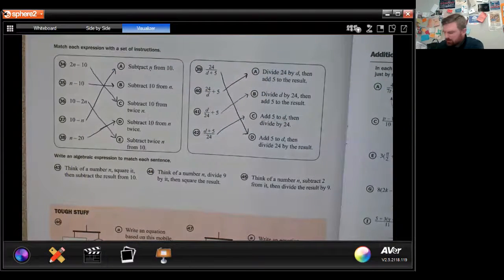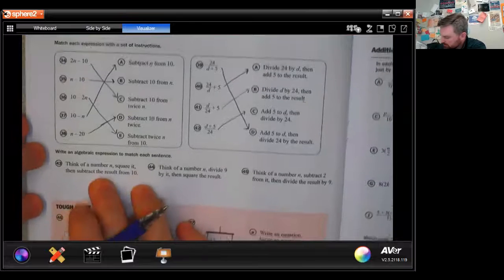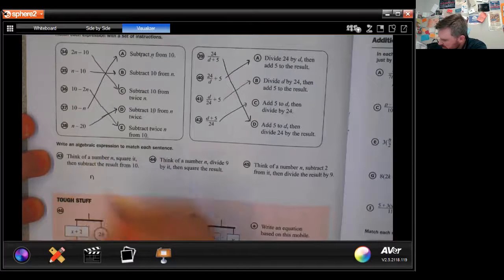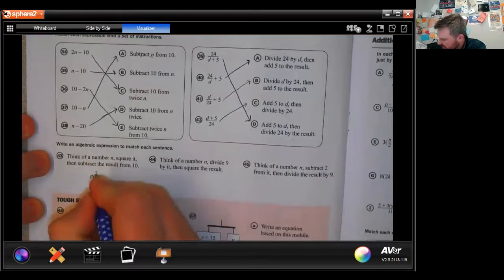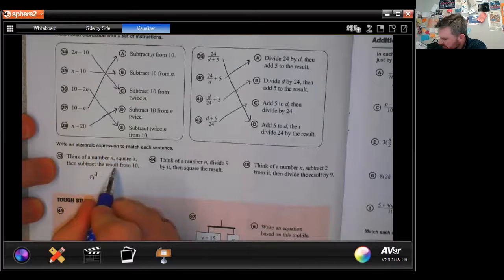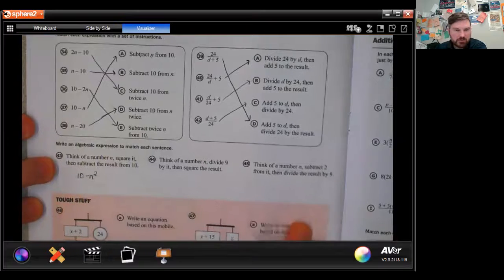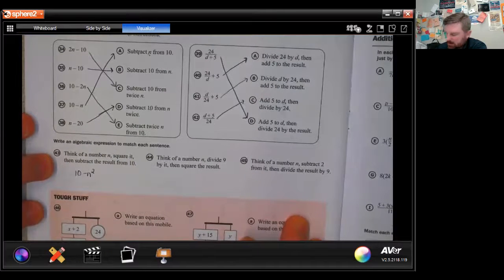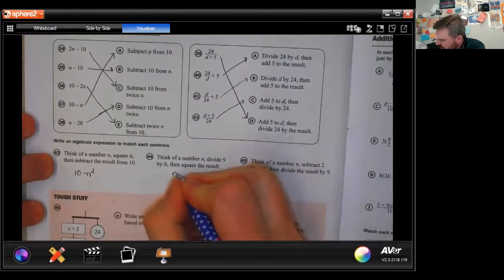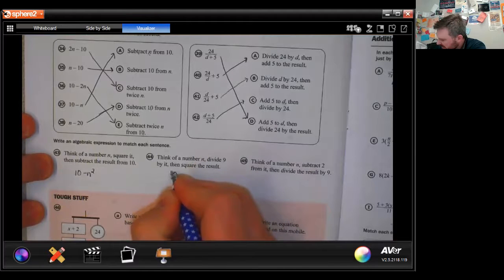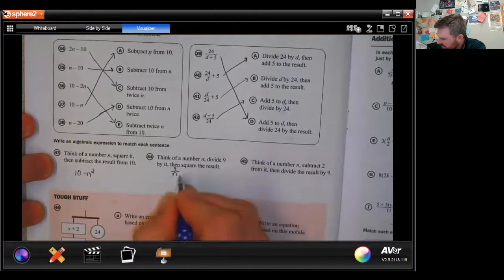Okay, now the algebra, now we're going to write the expression. So think of a number, n, square it, so squared, subtract the result from 10. So you're going to take 10 minus that n squared. Okay, think of a number n, divide 9 by it. So we're going to take 9 divided by n, then square the result. So you're going to take that and then square it.